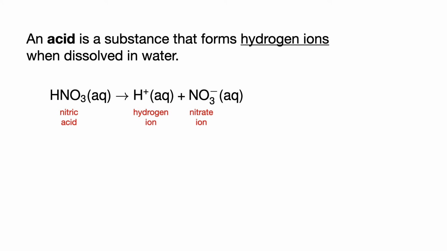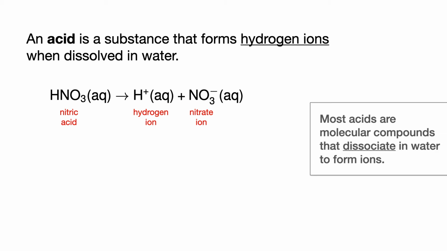Most acids that you'll encounter are molecular compounds. Nitric acid, HNO3, is a molecule, and when you dissolve it in water, it dissociates into ions. So HNO3 is not an ionic compound, but when you dissolve it in water, it breaks up and forms ions. So it forms the hydrogen ion H+ and the nitrate ion NO3-.